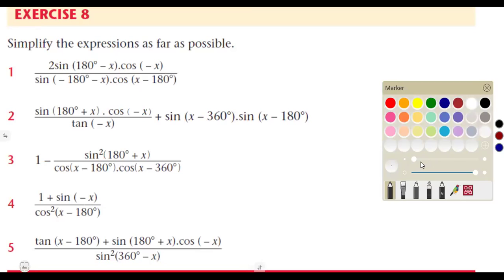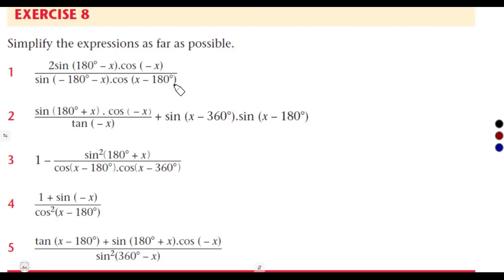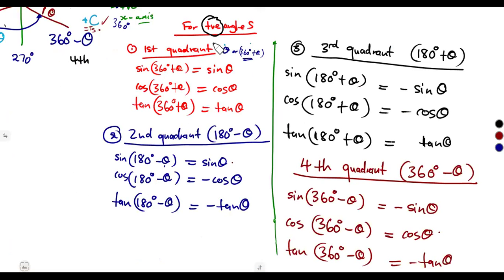All right, so let's try to attempt these questions that we are given. On question number 1, we are given: simplify the expressions as far as possible. 2 sine of 180 degrees minus x. We know this is a positive angle, 180 minus x. This is from our positive angles, remember? 180 degrees minus theta in the second quadrant.